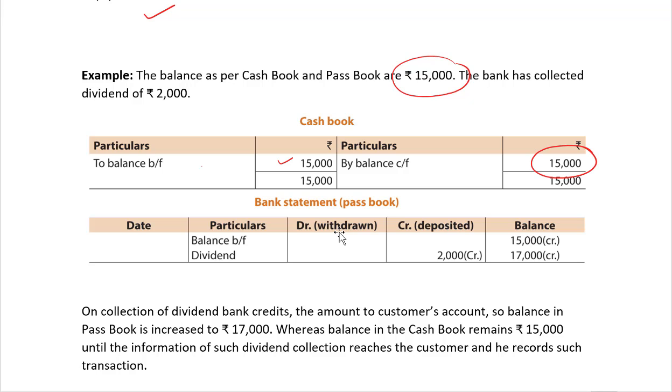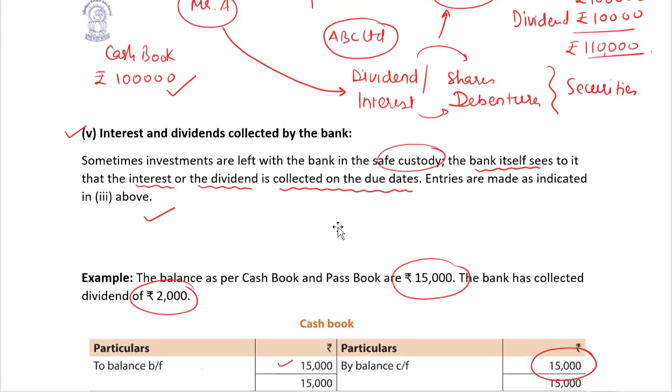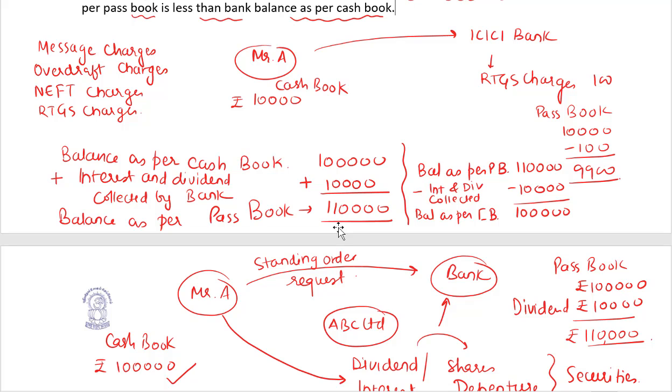But in the bank statement or the passbook the balance is 15,000, and over here the bank has collected a dividend of 2,000 from the company directly. So this 2,000 should be added to the bank balance and the closing balance is 17,000. So accordingly we will make the adjustments or changes. Over here I had shown you.